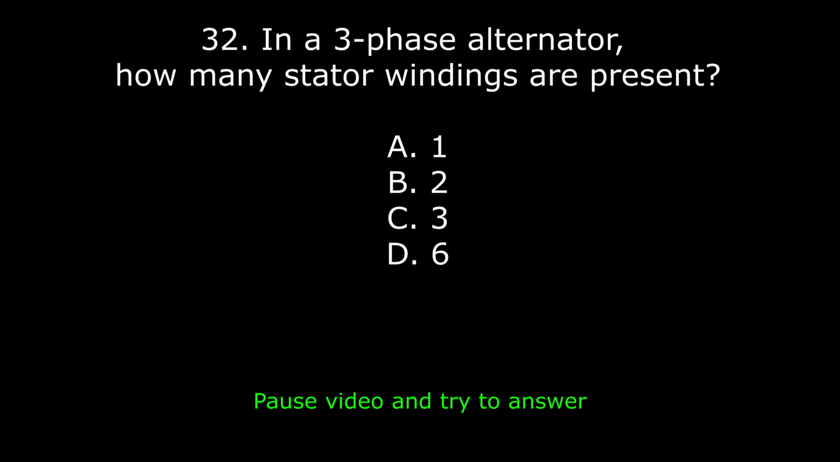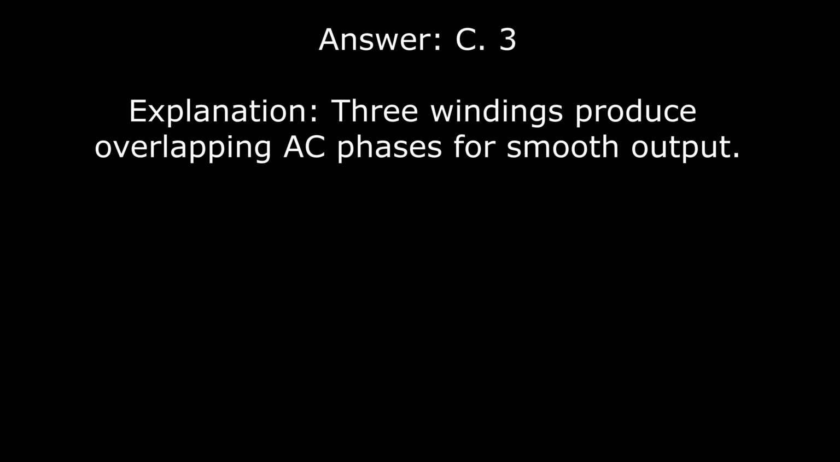32. In a 3-phase alternator, how many stator windings are present? A. 1. B. 2. C. 3. D. 6. Answer is C, 3. Explanation: 3 windings produce overlapping AC phases for smooth output.